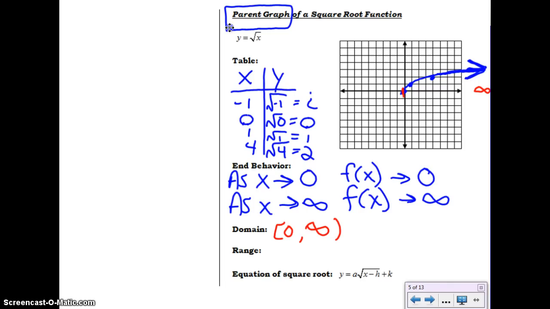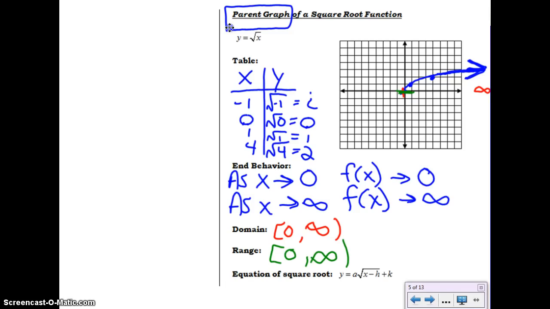I am going to put my range in green. So looking at the y values, the lowest my y values go is wherever this point is. So that's the lowest, and that's at 0. And then the highest it goes, well, it's going to keep increasing and going up. So I continue to go to infinity. So I'm going from 0 to infinity.